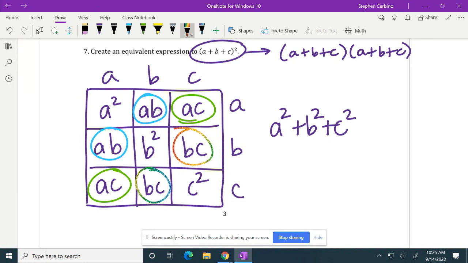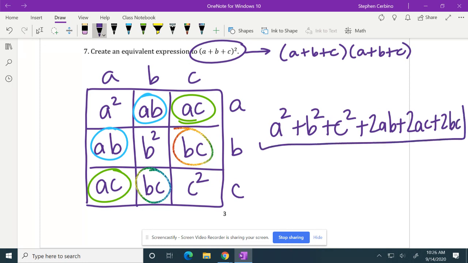Right, so things circled in blue, how many of them are there? There are 2 of them. So I'm going to say plus 2 ABs. Plus, things circled in green, there's 2 of them, 2 ACs. Plus, things circled in crazy color, 2 BCs. There's my answer. We don't need to name this one. It's just a crazy looking polynomial. That's about as hard as it gets. If you can do that, you can do any question I could ask you about multiplying polynomials.